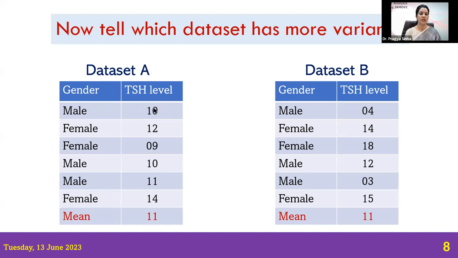I'll continue. So you can see here, the variability is definitely more in data set B, because there is one person having a TSH level of 4 and there's 3 and then another female who is having 18. So if we see the range or the individual variation, that is more in case of data set B.